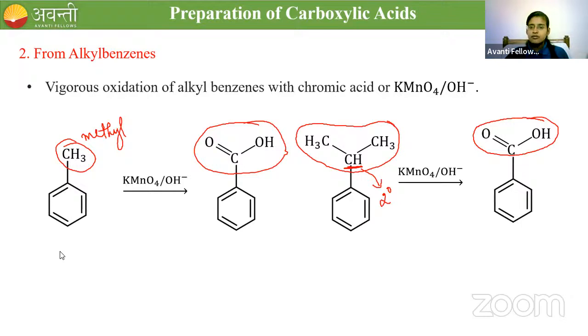So if I have C6H5 attached to CH2CH3, then CH2 is attached to the ring, right? So this is called a primary alkyl group. Methyl, primary alkyl and secondary alkyl. Methyl means CH3 will be there. Primary means CH2 will be attached to the ring. If we use a mild oxidizing agent, we will get aldehyde. Then again, if you use the same, that aldehyde gives a carboxylic acid.